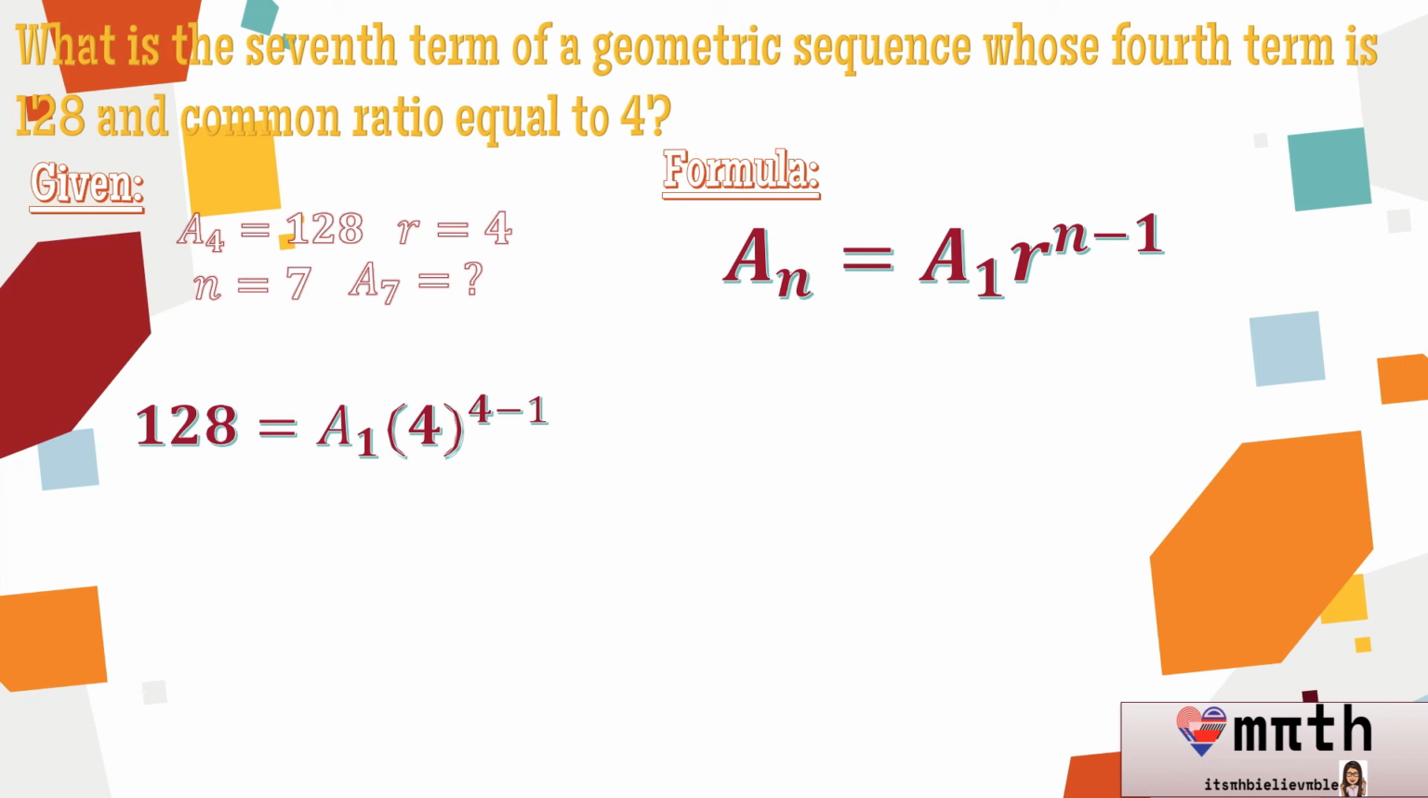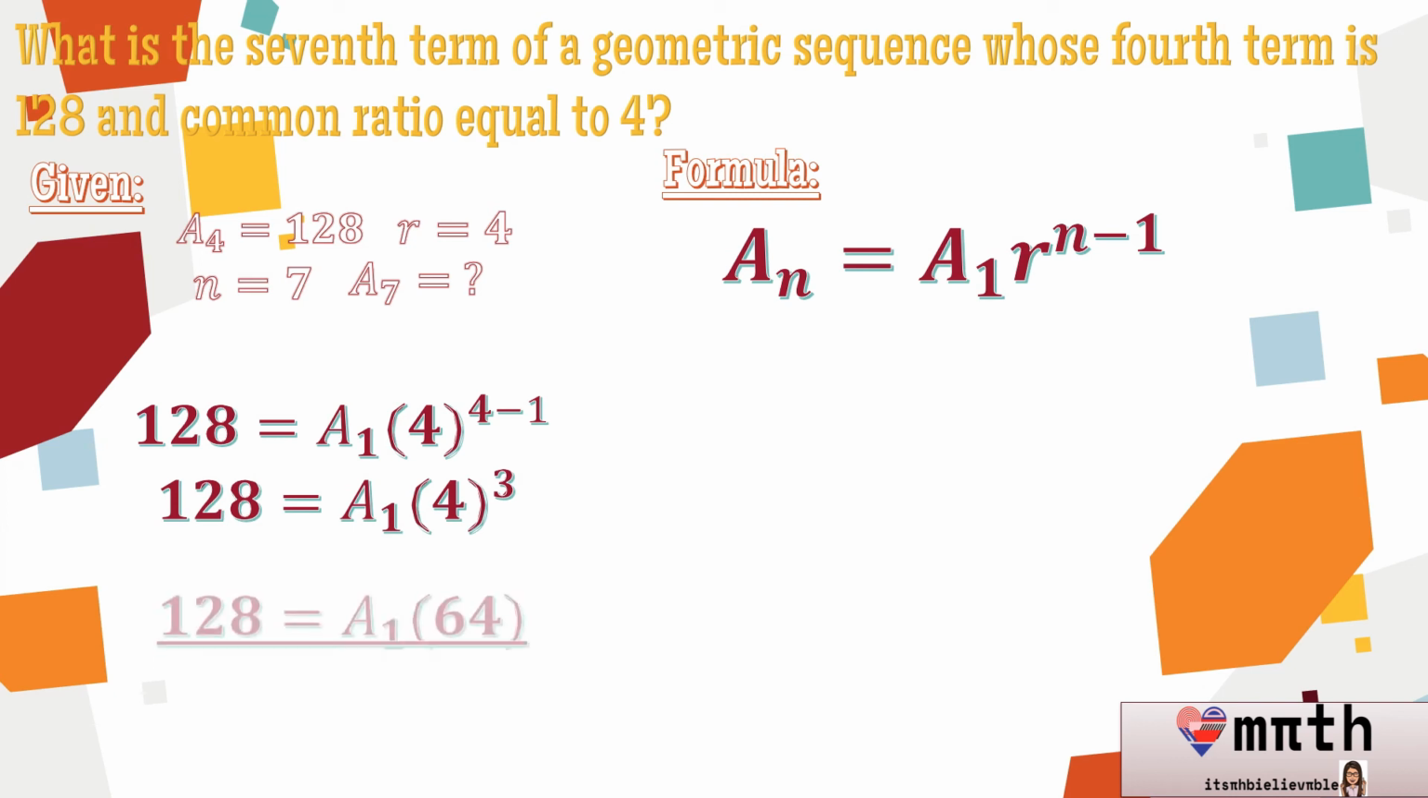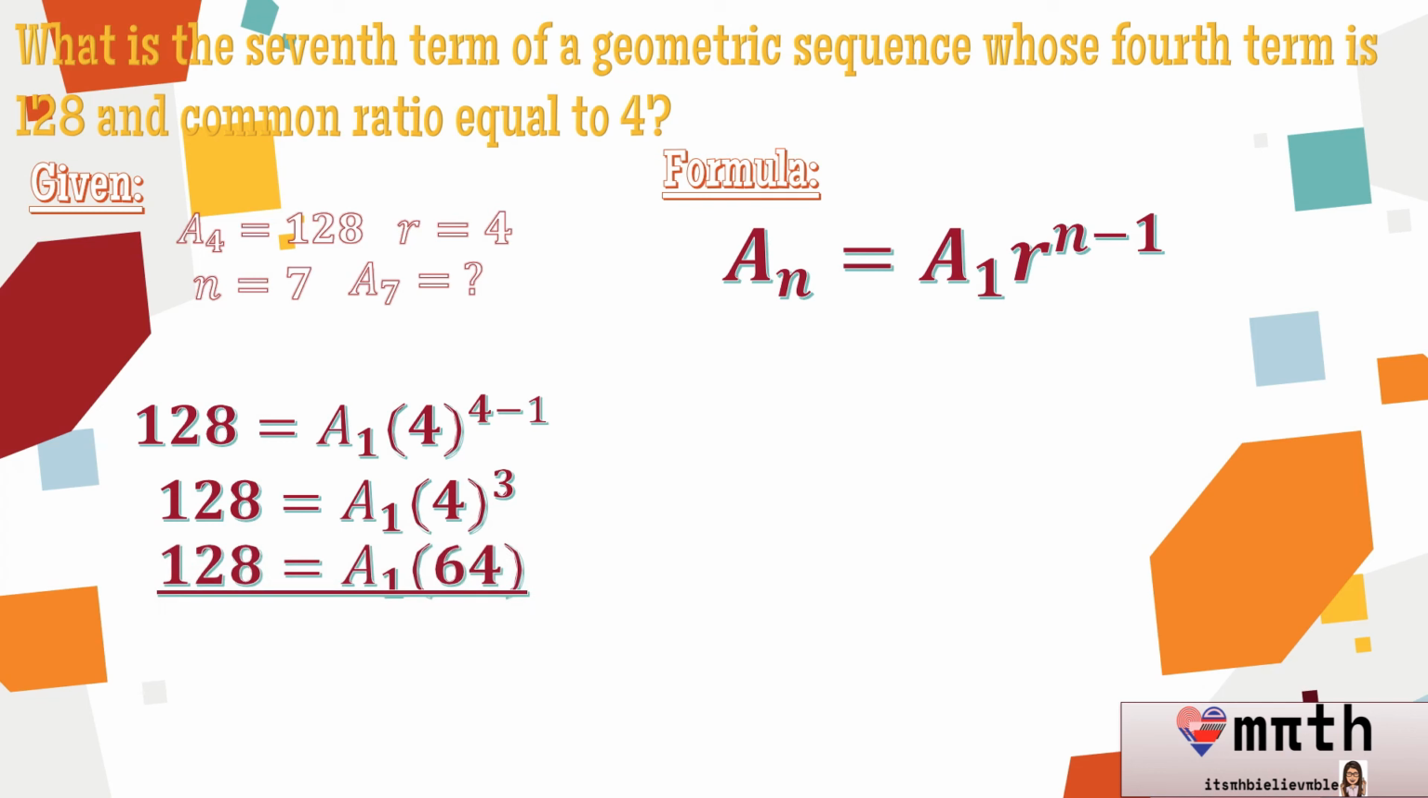So simplifying this one, that will be 4 minus 1, which is equal to 3. Then, simplifying 4 raised to 3, that would be 4 times 4 times 4, which is equal to 64. Then, we're going to divide both sides by 64 in order for us to isolate a sub 1 on one side. That will be cancelled out, leaving a sub 1 behind. And 128 divided by 64 is equal to 2. Therefore, our a sub 1 or the first term is equal to 2.